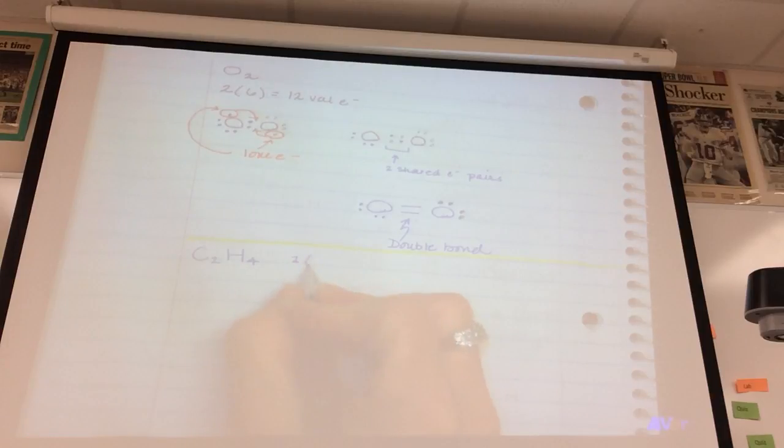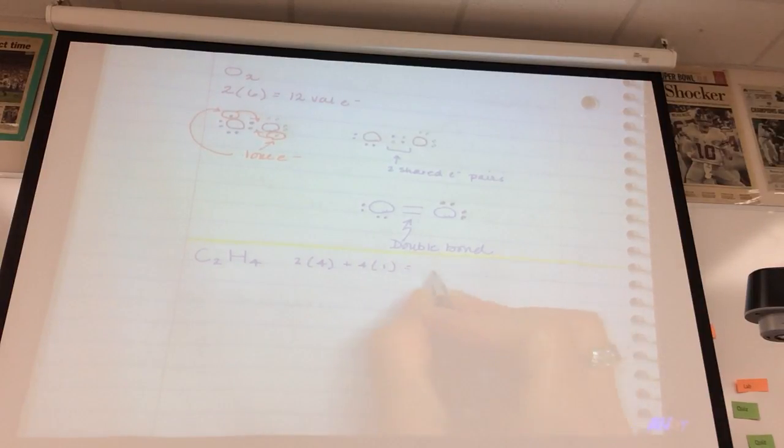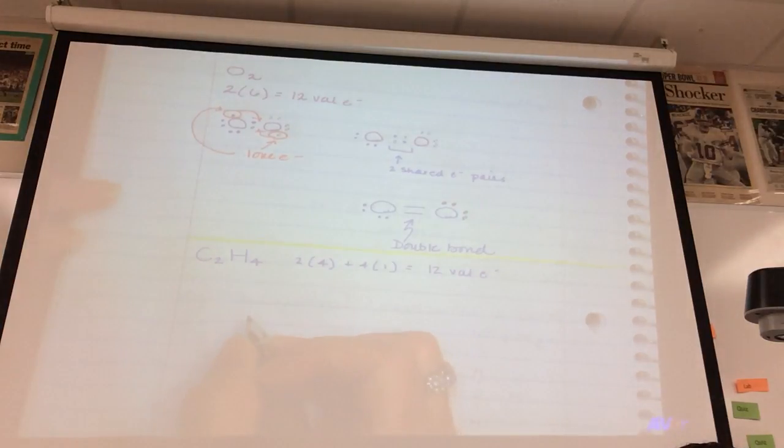Same starting point, 2 times 4 plus 4 times 1 is 12 valence electrons. You know that hydrogens cannot be central atoms, so the C's will go side by side. When you have an even number of carbons, you usually have a symmetrical type structure. When you have an odd number of carbons and multiple bonds, you usually don't have a symmetrical structure.